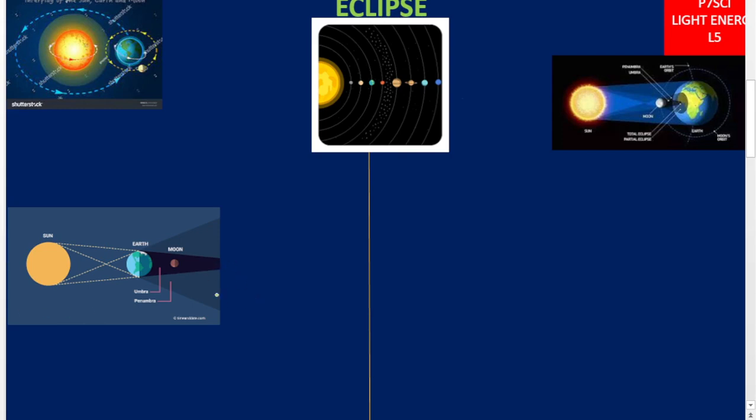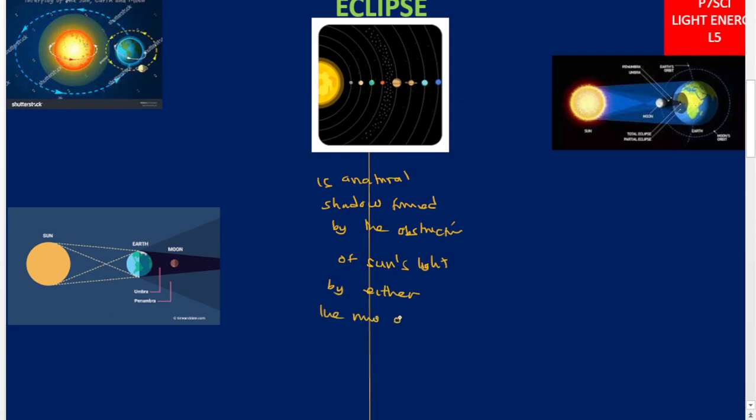So an eclipse, it is a shadow. An eclipse is a natural shadow. An eclipse is a natural shadow formed by the obstruction of the sun's light by either the moon or the earth.